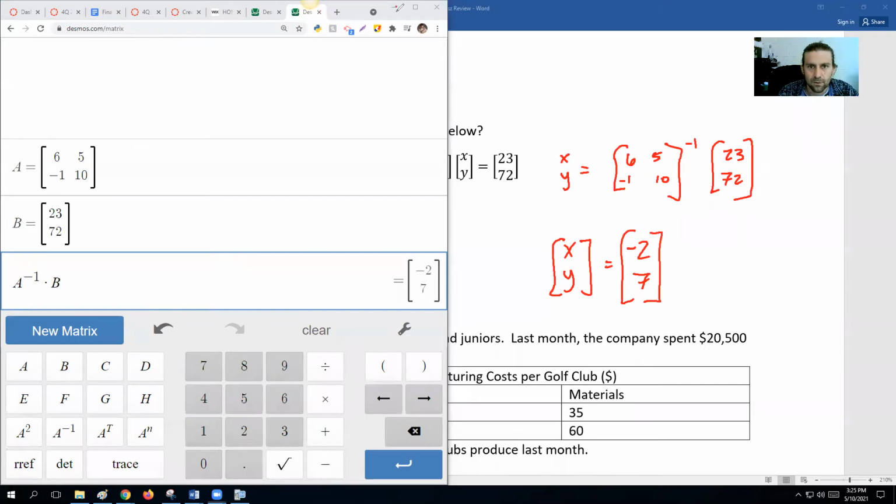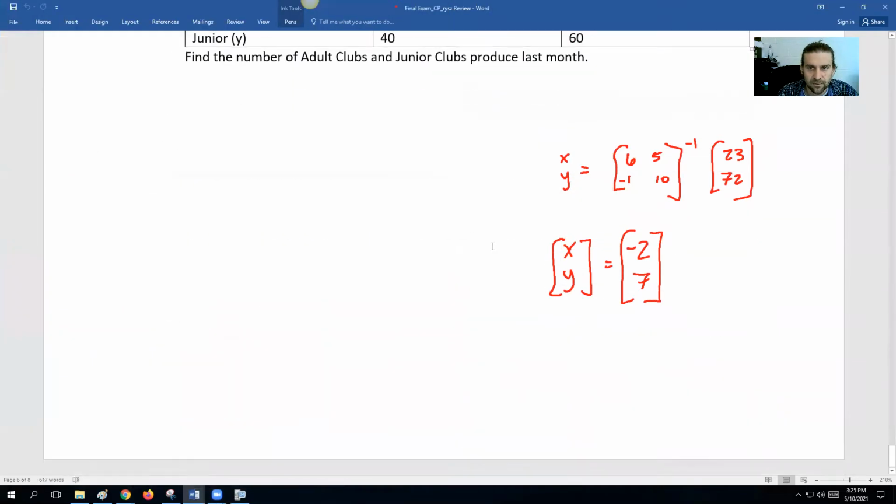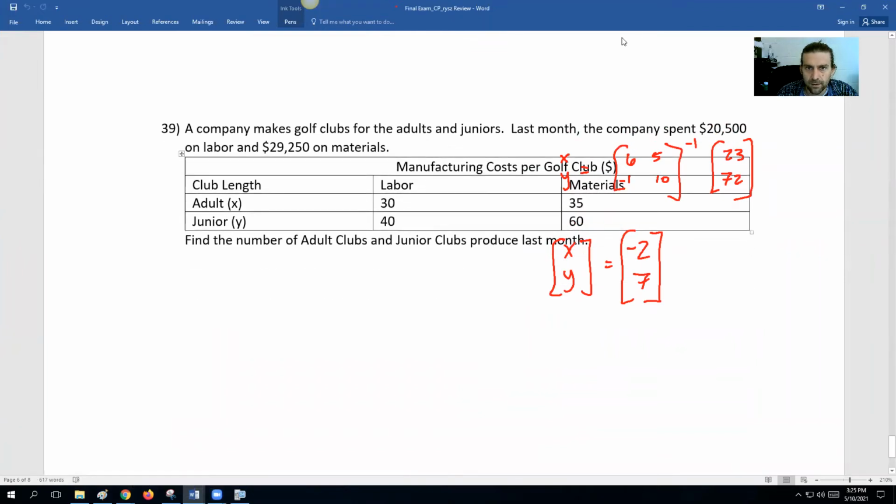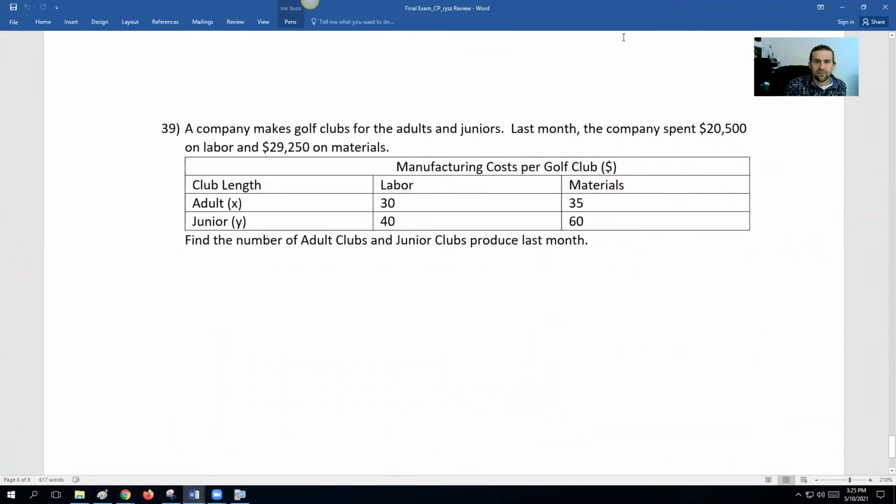Okay. One more problem, and I think we will be all done. Okay, so we got a company that makes golf clubs for adults and juniors. Last month they spent $20,500 on labor. Next they spent $29,250 on materials. All right, we're going to find.